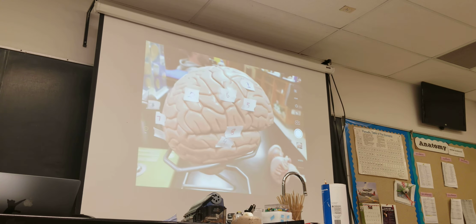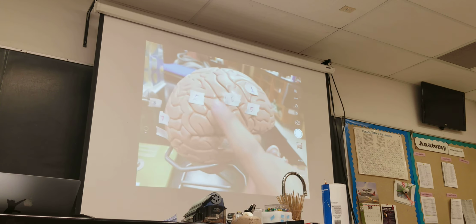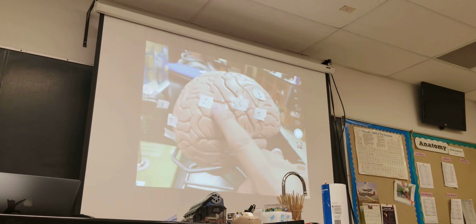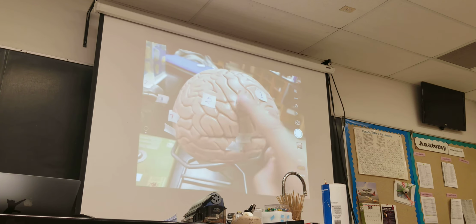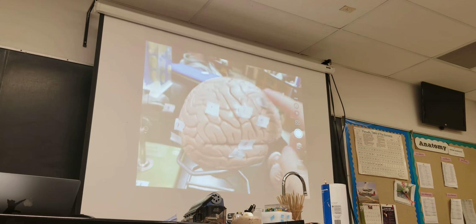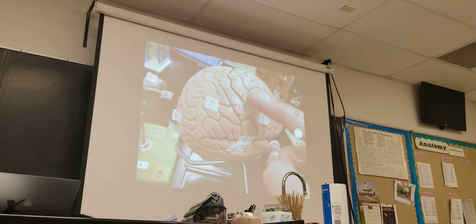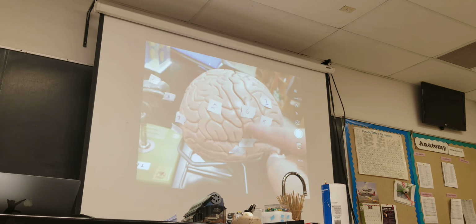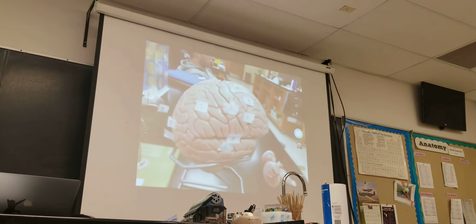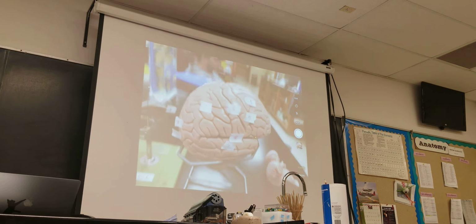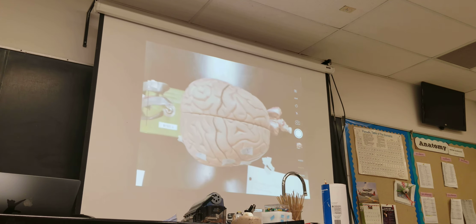Right, so let's go with lobes. Which lobe? And then this one. Parietal, occipital, frontal. Okay, then there's this thing. Central sulcus. And then lateral fissure. And then the top one, longitudinal fissure.